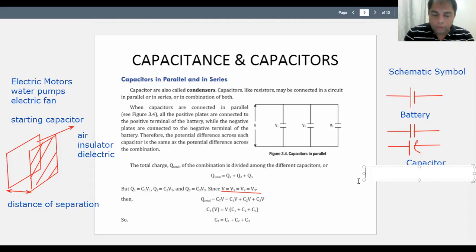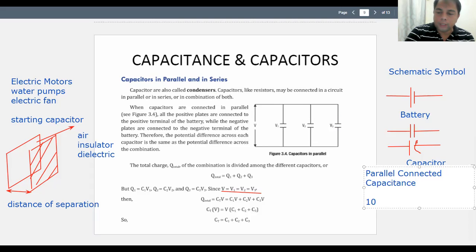So this is one property of parallel connected, not resistance but capacitance. The first characteristic that we will notice is that the voltage of the source, or the total voltage, equals V sub 1, equals V sub 2, equals V sub 3 if there are only three of them. But if there are more, then you can simply continue adding this.